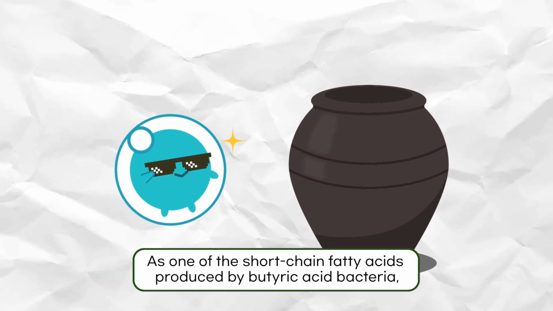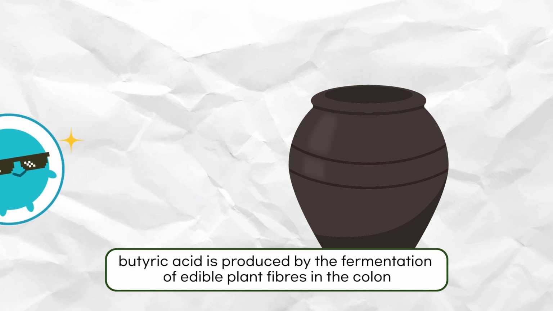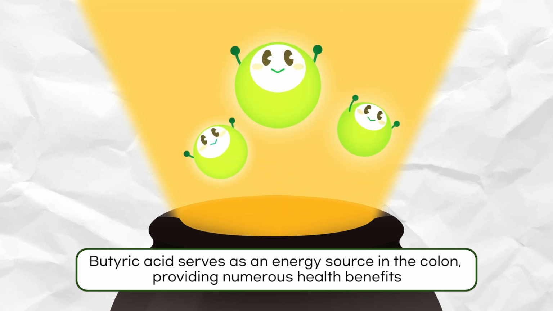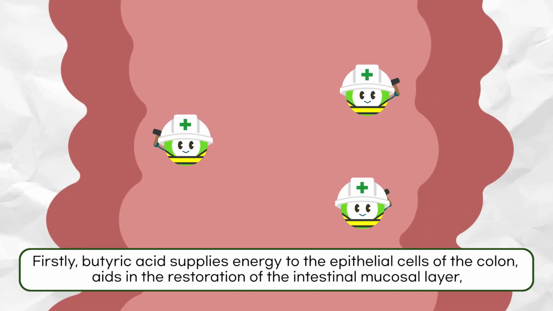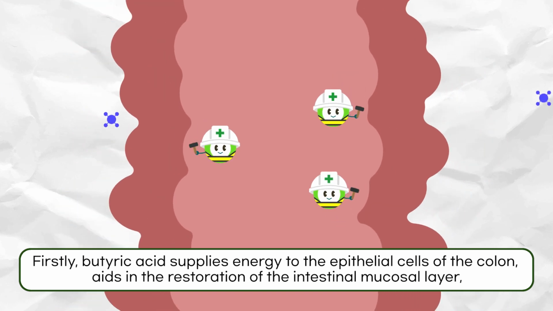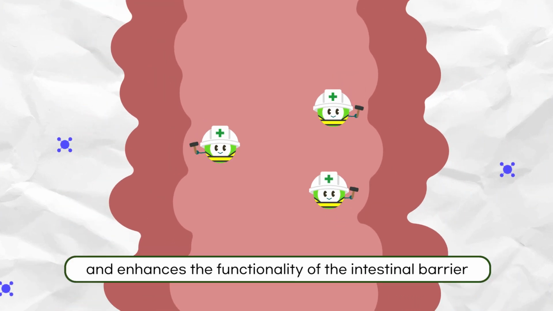As one of the short-chain fatty acids produced by butyric acid bacteria, butyric acid is produced by the fermentation of edible plant fibers in the colon. Butyric acid serves as an energy source in the colon, providing numerous health benefits. Firstly, butyric acid supplies energy to the epithelial cells of the colon, aids in the restoration of the intestinal mucosal layer, and enhances the functionality of the intestinal barrier.